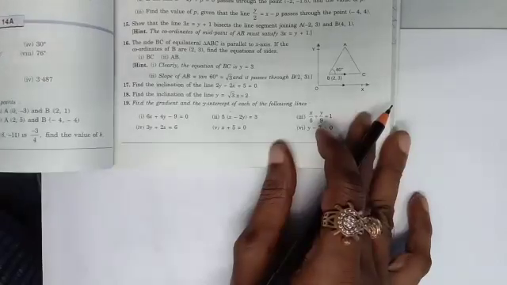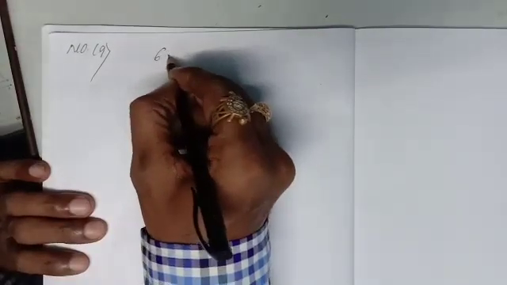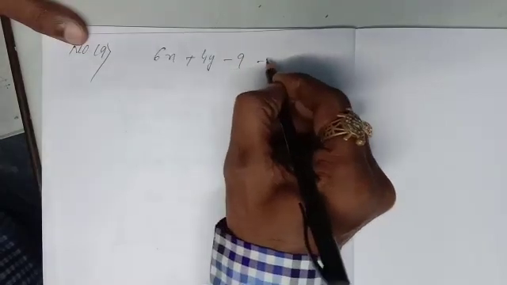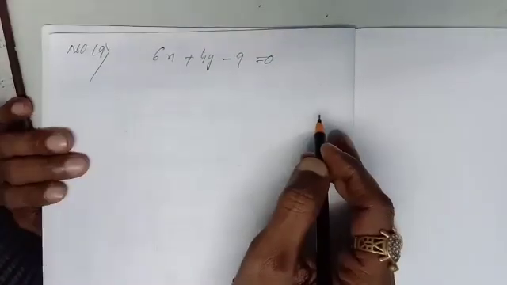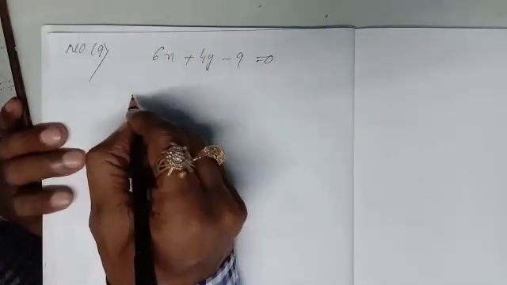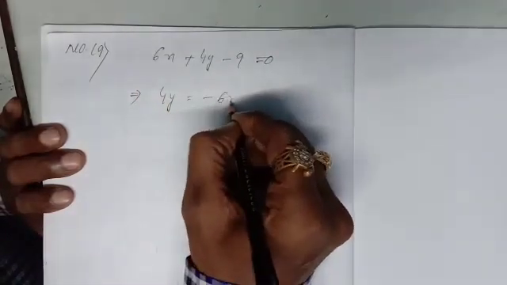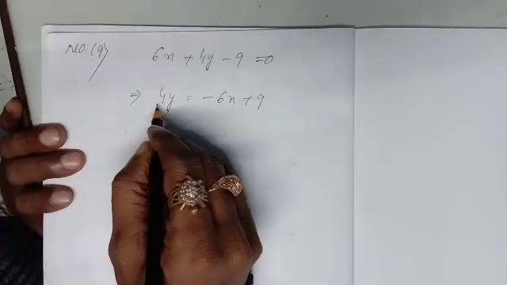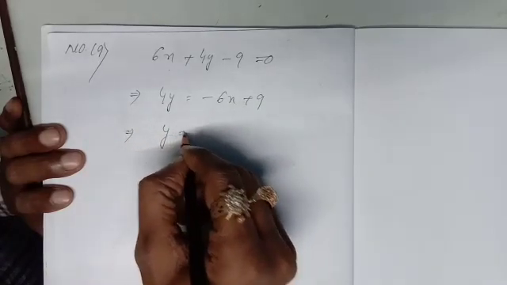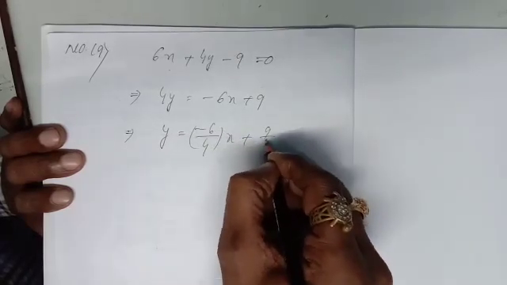Let's see number 19, first part. What is given here? Equation of line given: 6x plus 4y minus 9 equal to 0. You have to find out gradient, meaning slope. You have to arrange this line equation in the slope intercept form like this. 4y is equal to minus 6x plus 9. y on the left hand side, x and the other number on the right hand side. Dividing by 4 on both sides, y will be how much? Minus 6 by 4 x plus 9 by 4.